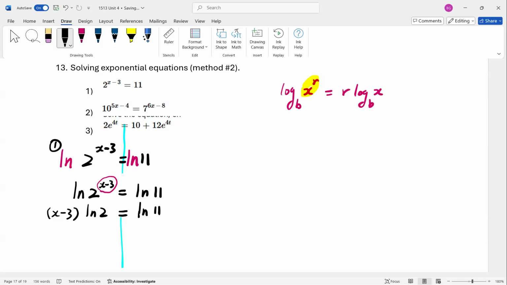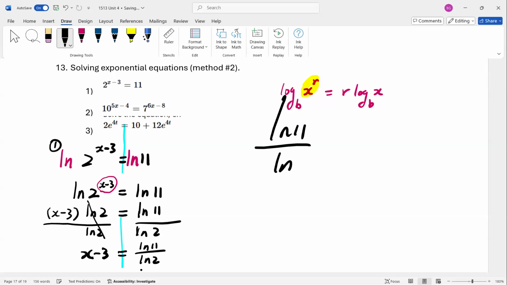So we are going to divide each side of the equation by ln 2. Then ln 2 cancels ln 2, right? Then we have x minus 3 on the left side. We don't have to use parentheses anymore. And on the right side, we have ln 11 over ln 2. As much as it looks complicated, it's just a number, okay? It's just a number.